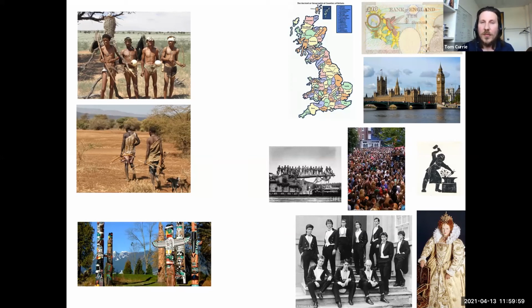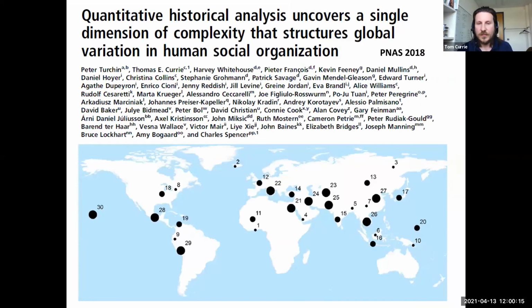So there's been a change, an increase in the scale of human societies, and also in the sheer number and form of different institutions that we have to organize these societies.